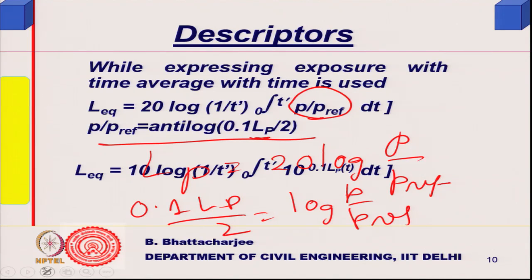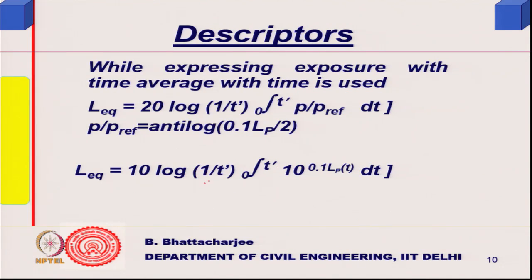Therefore, L equivalent is written in this manner: 10 log 1 by T dash, where T dash is the period, and 10 to the power 0.1 LP dt. So you integrate this one, divide by T, and then take the 10 log again, then you get the L equivalent.